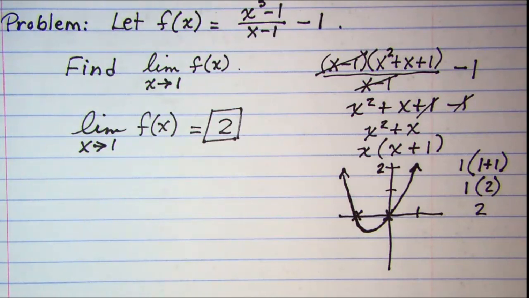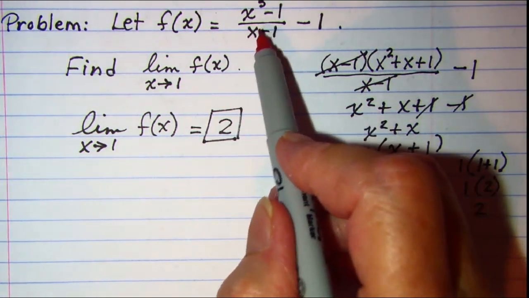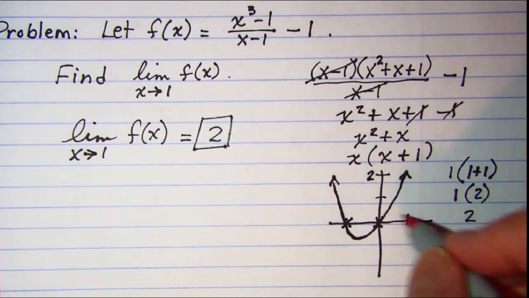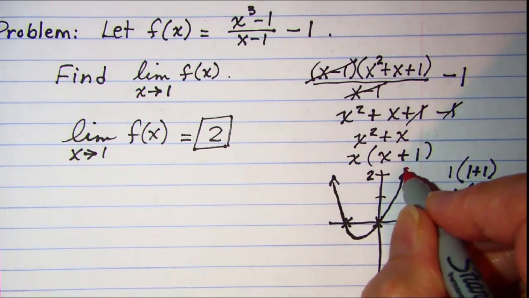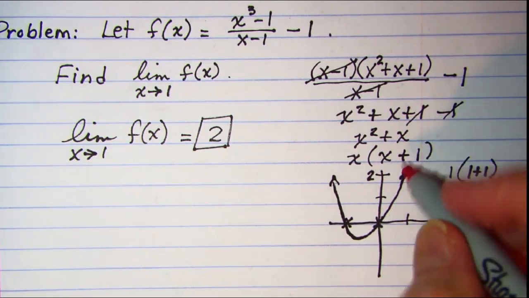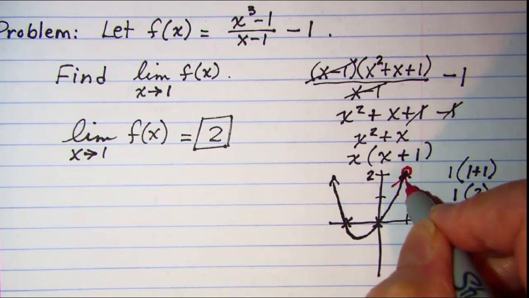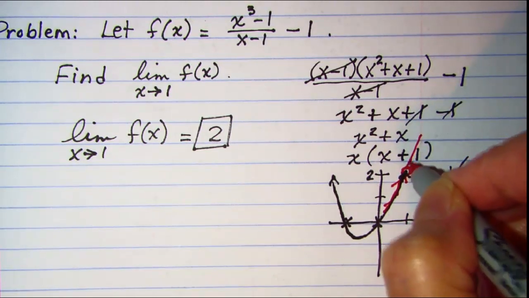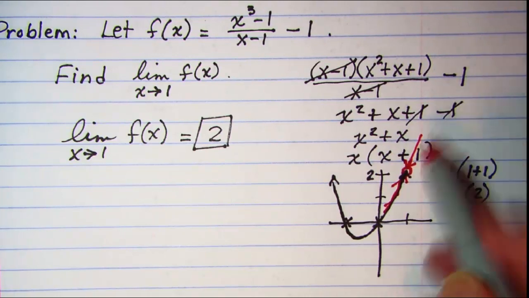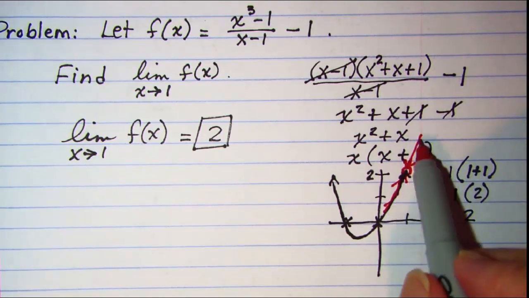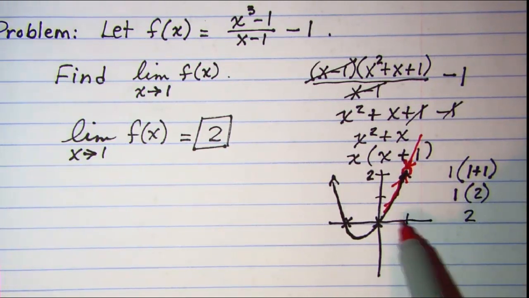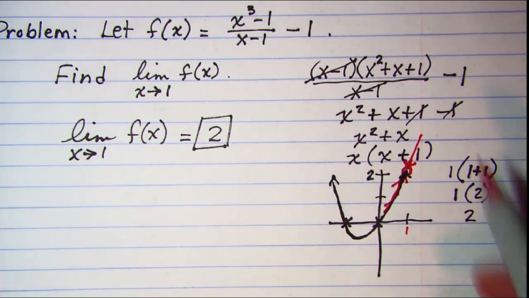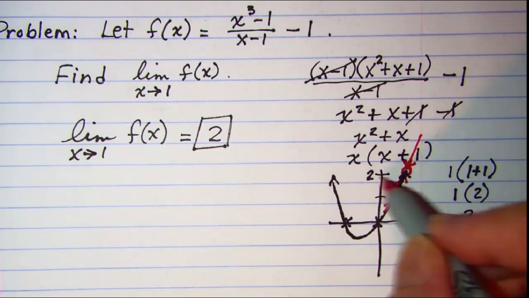So our graph for this function, we had a hole at x equal 1, so the hole was right here. So the graph as x approaches 1 comes in toward that value. So from the left and from the right, as x approaches 1, my y value approaches 2.